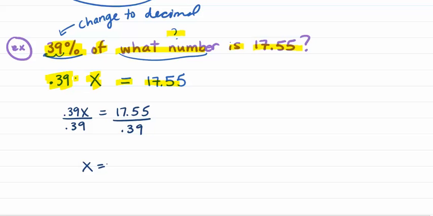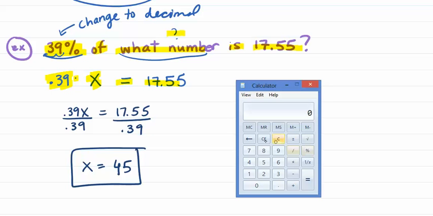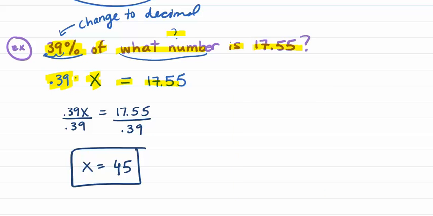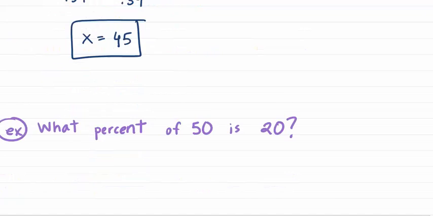Now I've already done that, and that comes out to be a nice clean 45 if you do that division. So 39% of 45 is 17.55. If you had a calculator and you wanted to quickly check, let's take the number 45 and take 39% of that. So to take 39%, you use the decimal form, 0.39, and you multiply it. And I get, yes, 17.55.